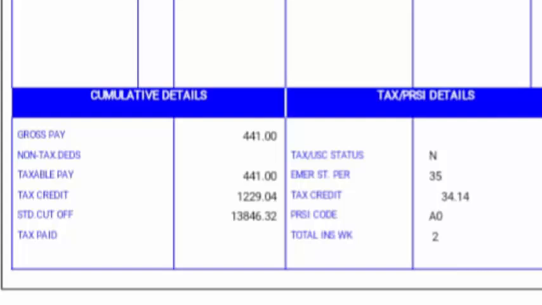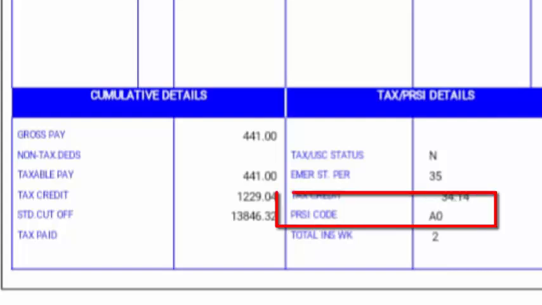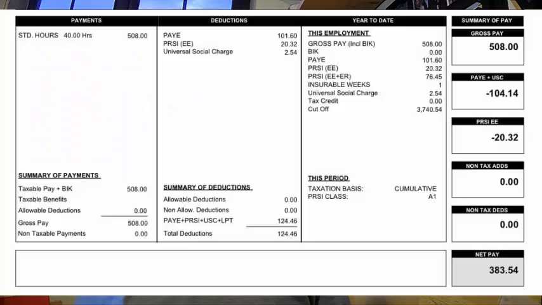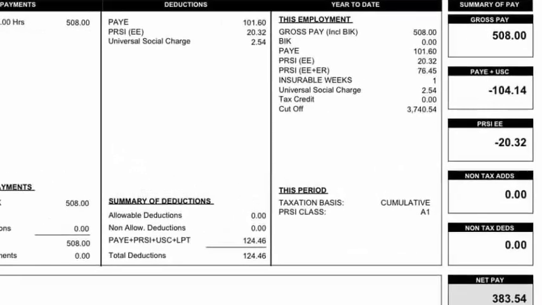PRSI subclass. Each PRSI class is in turn divided into different subclasses. So, for instance, you could have A0, AX, AL, or A1. These subclasses do not affect entitlements under the social insurance system. They only relate to the amount of PRSI which employees or their employers must pay. You do not have to be concerned about these subclasses, as our calculators determine this for you.